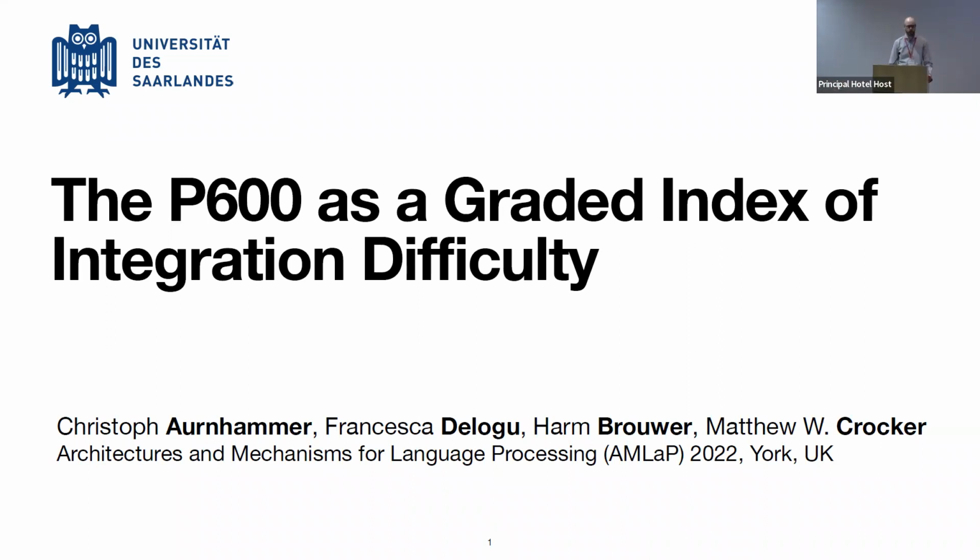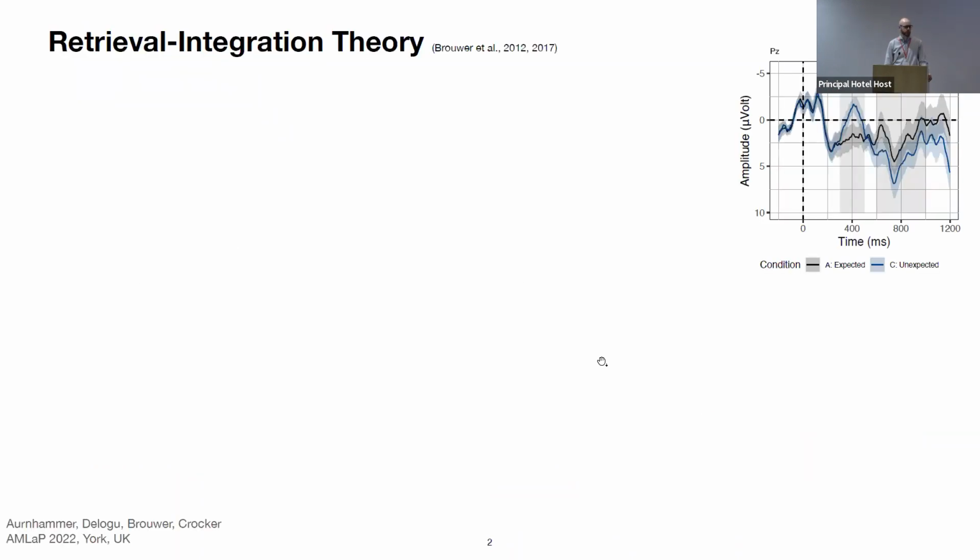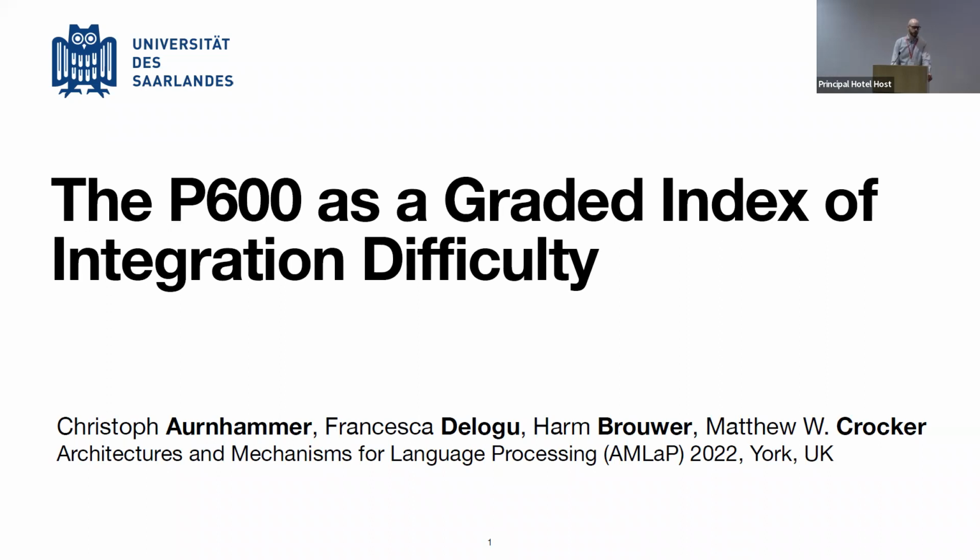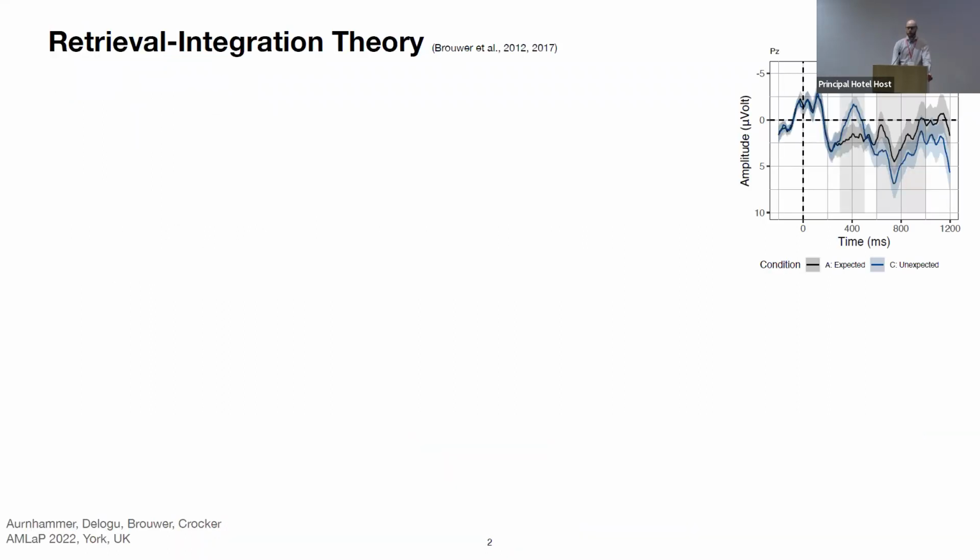Okay. Yeah, I'm Christoph Aurnhammer. Today I'm presenting the P600 as a graded index of integration difficulty, which reports on my last experiment, which I conducted together with Francesca Delogu, Brouwer and Crocker at Saarland University, which is where I'm working on my PhD. So we are working with ERP components, and we are working on the functional interpretation of ERP components.